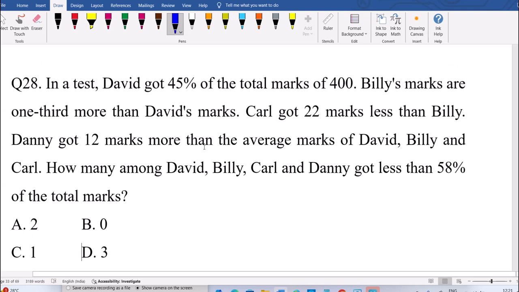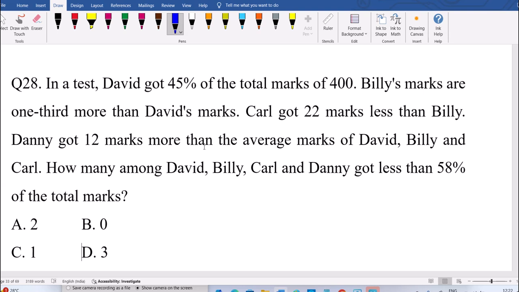In a test, David got 45% of the total marks of 400, whereas Billy's marks are one third more than David's marks. Instead of using A, B, C, D, they use some names. So Carl got 22 less than Billy, and Danny got 12 more than the average of all those three. How many among David, Billy, Carl and Danny got less than 58% of the total marks?